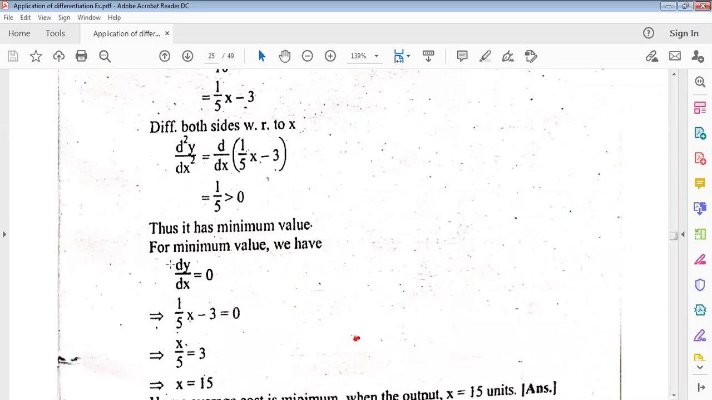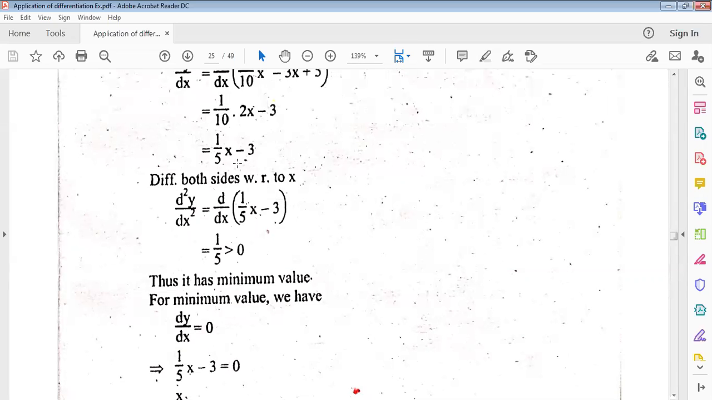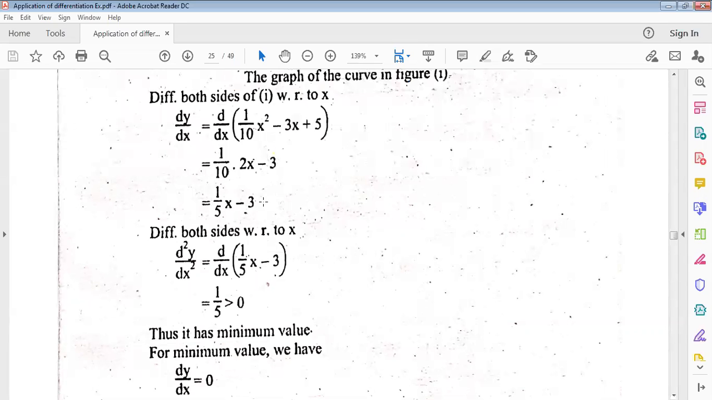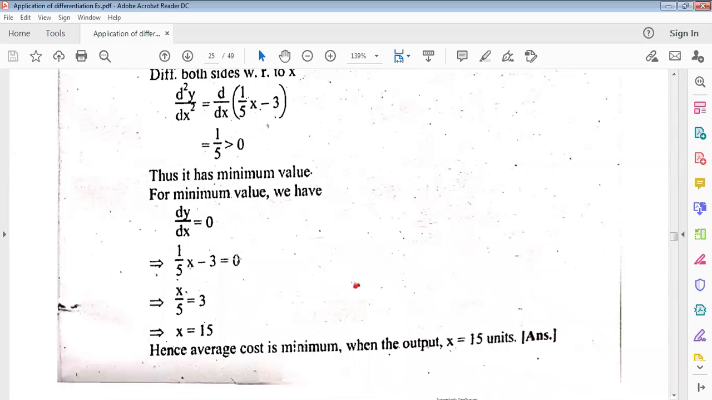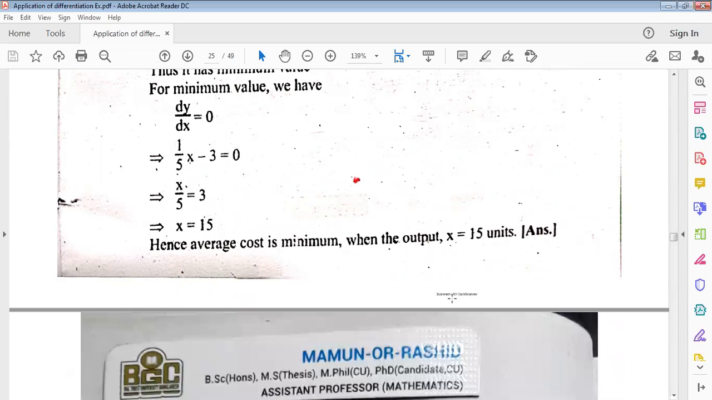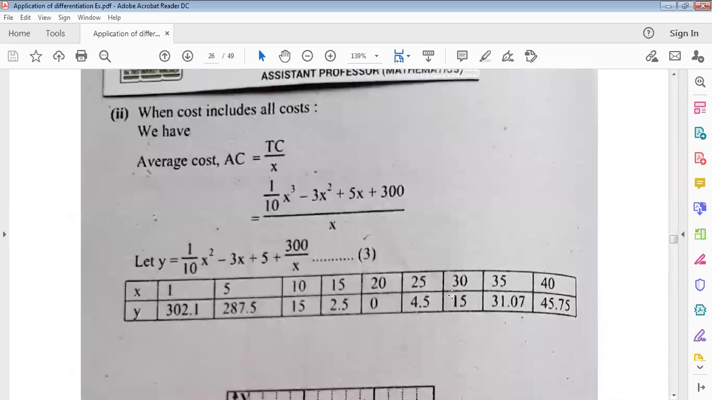For the minimum value, we have dy/dx equals 0. For minimum and maximum, we must know the first derivative will be 0. Now dy/dx equals this value we found, and this equals 0. So x equals 15. Hence the average cost is minimum when output is 15. This is the result of the first part.